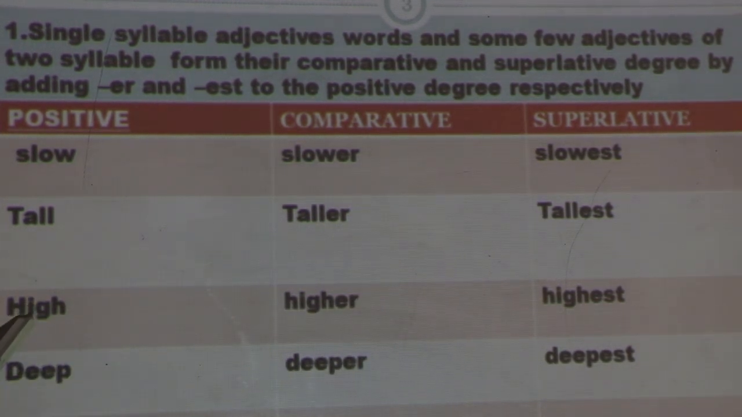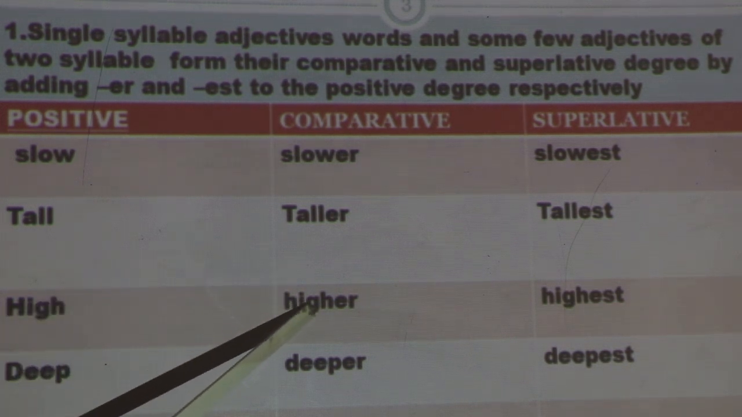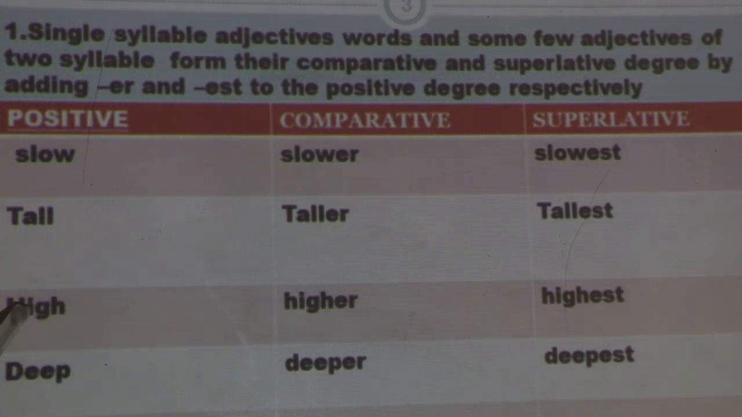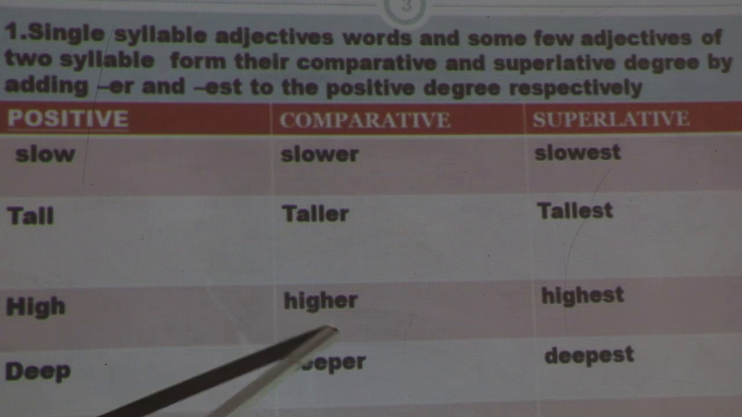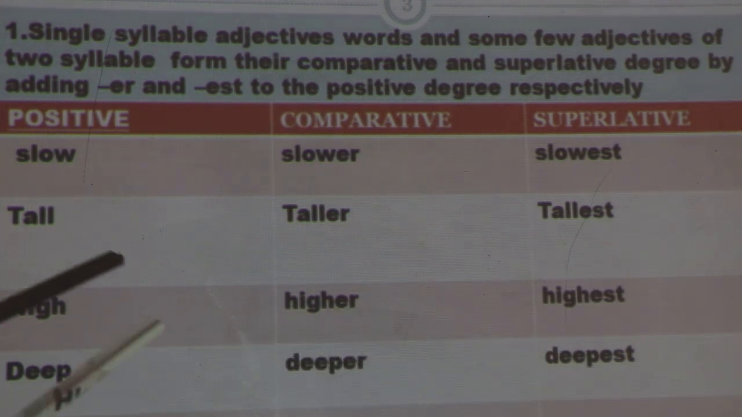High has an I sound there, because it has one syllable, high, I, high. It's going to become higher, and the superlative is going to be highest.